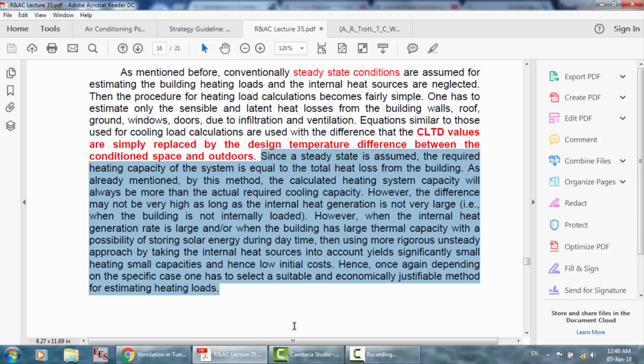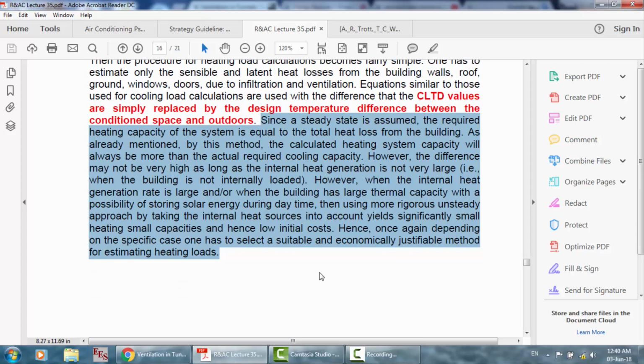However, when the internal heat generation rate is larger, or when the building has large thermal capacity with the possibility of storing solar energy during daytime, then using a more rigorous unsteady approach by taking the internal heat sources into account yields significantly smaller capacities, and hence low initial costs. Hence, once again, depending on the specific case, one has to select a suitable and economically justifiable method for estimating heating loads.